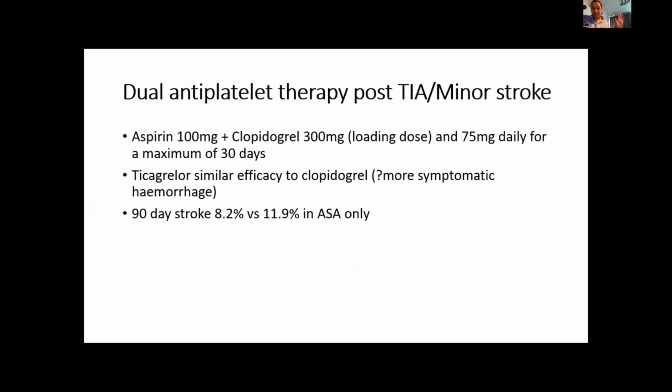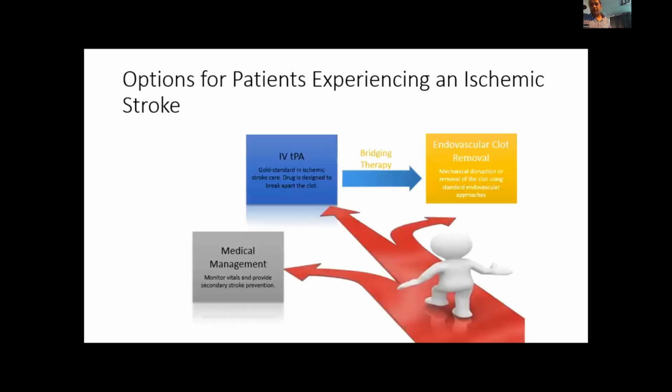So in summary, somebody comes in with a TIA or a minor stroke. In my setting, what we do is aspirin: I give them a loading dose of 300 milligrams on the door, and then 100 milligrams from there on for a maximum of 30 days. We know that more than 30 days is probably too much, and these patients will bleed. So dual antiplatelet therapy is useful, and does help in a short period of time.